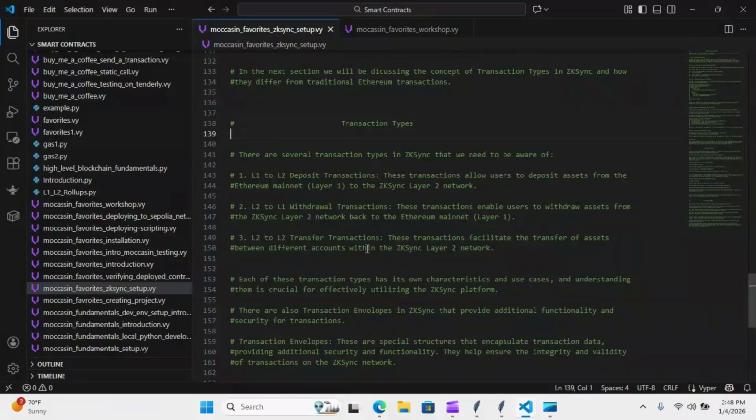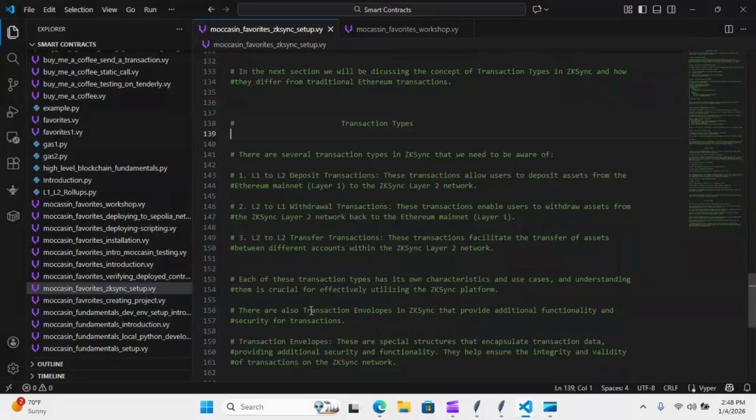which is layer 1. Then we have L2 to L2 transfer transactions. These transactions facilitate the transfer of assets between different accounts within the ZK Sync layer 2 network. Now, each of these transaction types has its own characteristics and use cases, and understanding them is crucial for effectively utilizing the ZK Sync platform.